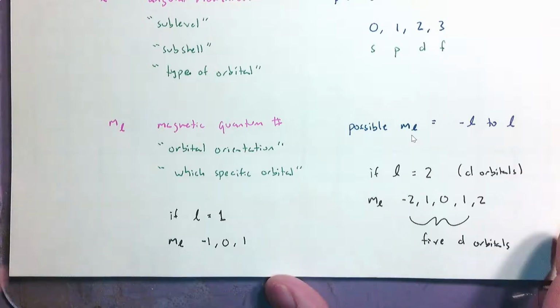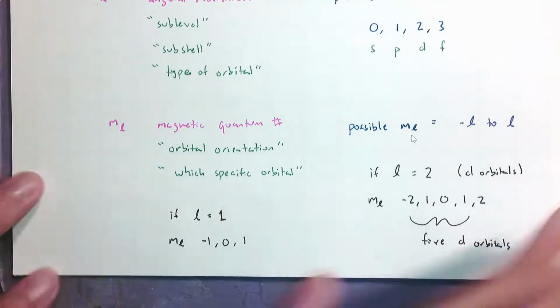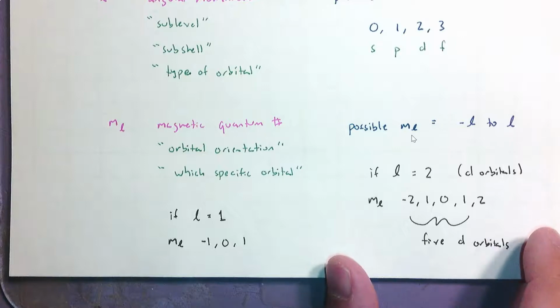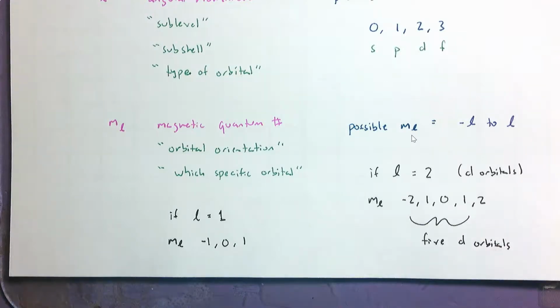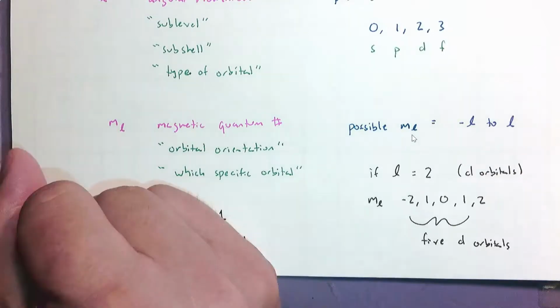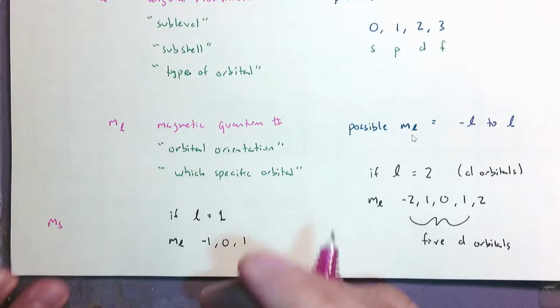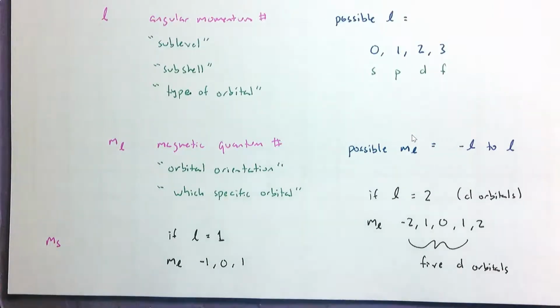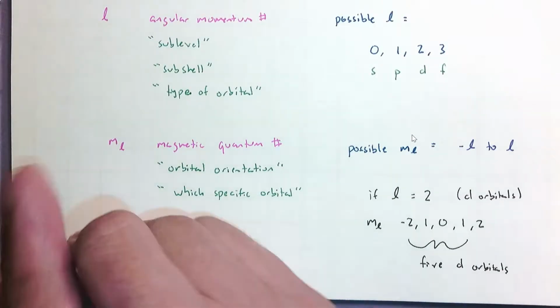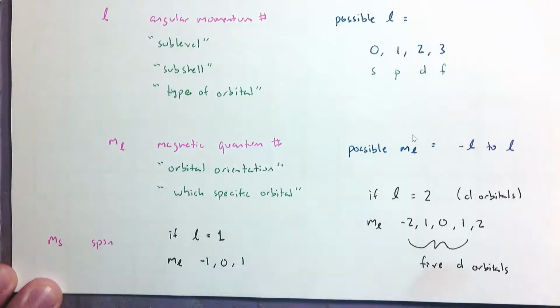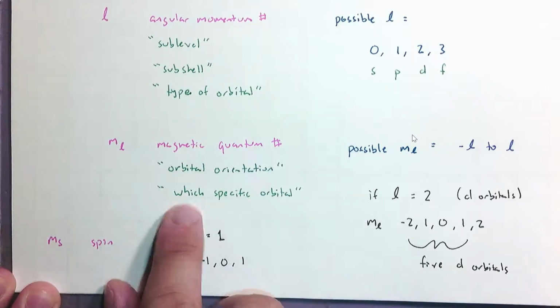The last quantum number, which unfortunately I don't have space for on this page, is m sub s. Honestly, let me just cram it in here. M sub s doesn't really tell you about the location, it tells you about the spin. This is the spin, and the nickname is just the spin quantum number.